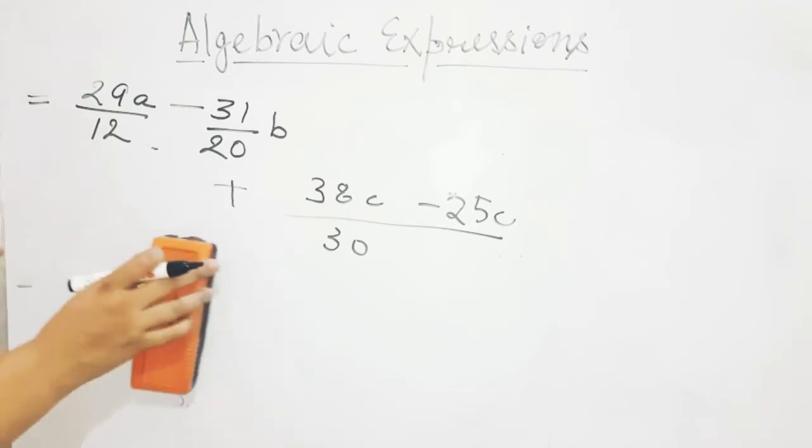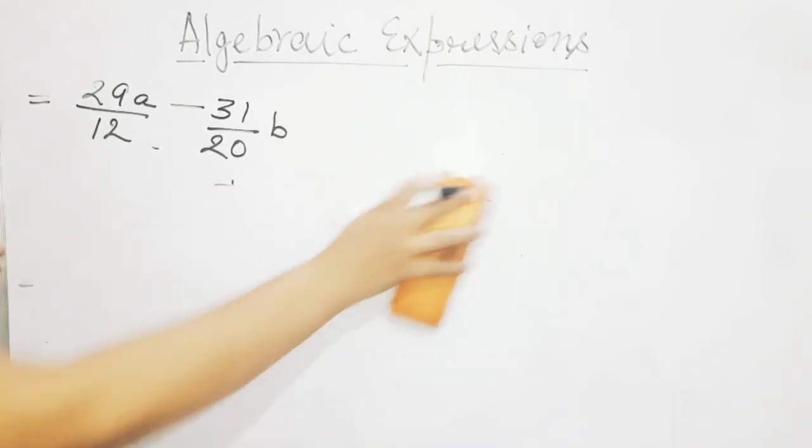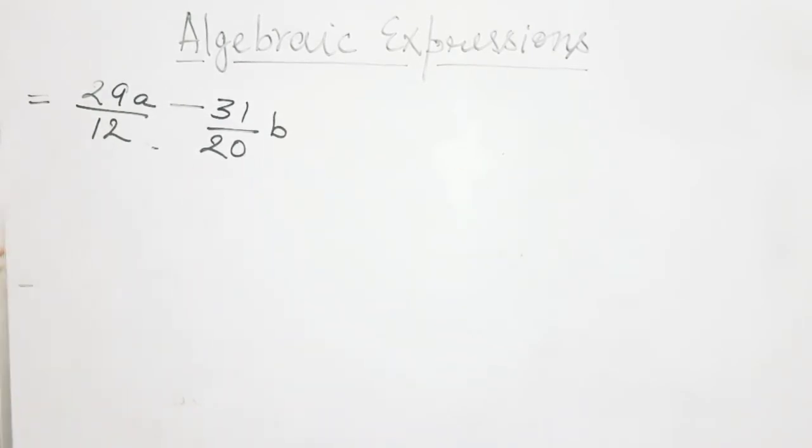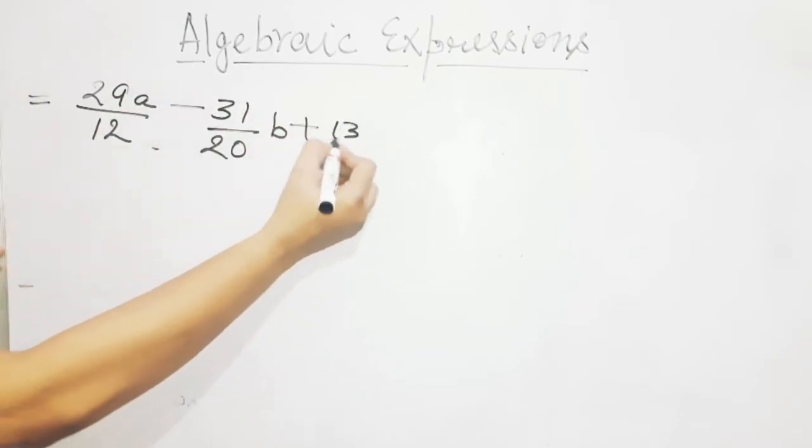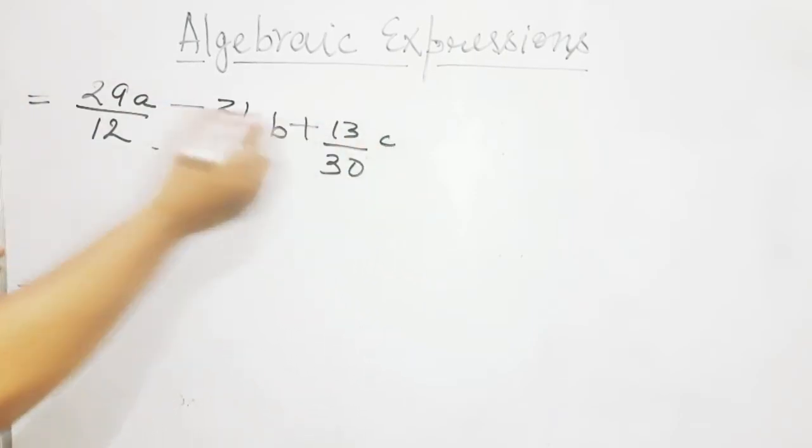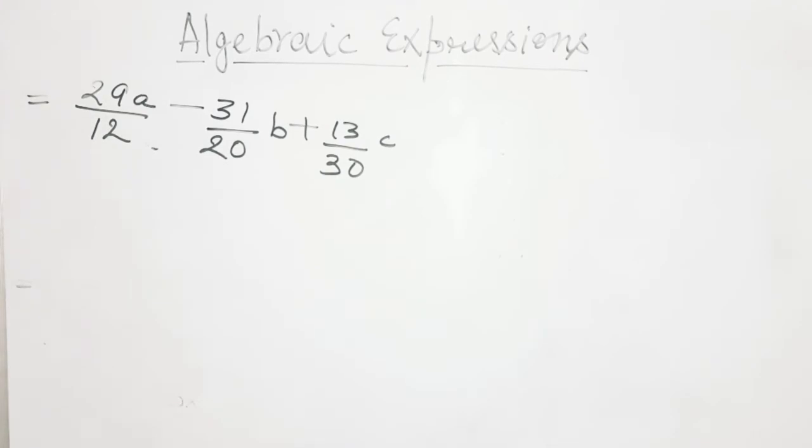What is the final answer? 13c upon 30. And since 38 was the greatest number having a positive sign, the final answer will be 13c upon 30. So I hope you have understood how I have added these algebraic expressions.